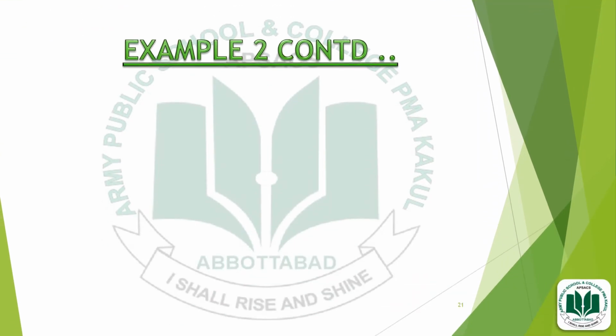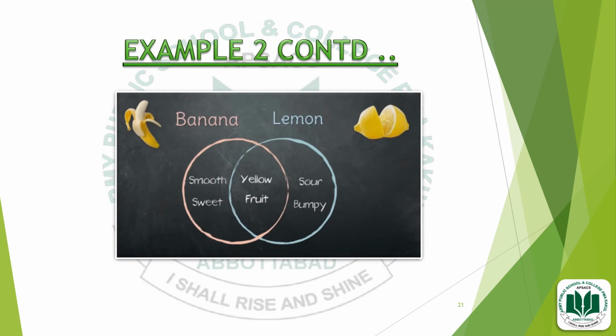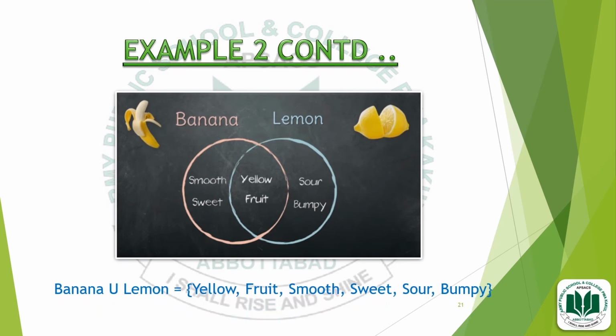Now also let's reconsider the example we discussed about the traits of banana and lemon. All those traits that are common, like yellow and fruit, were placed in this overlapping part. Uncommon traits of banana were placed here, and uncommon traits of lemon we had placed here. Right? Now if we want to denote the union of these two sets, that would be banana union lemon equals yellow, fruit, smooth, sweet, sour, and bumpy.